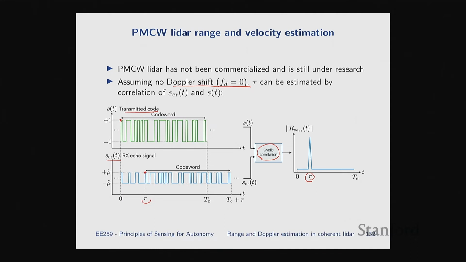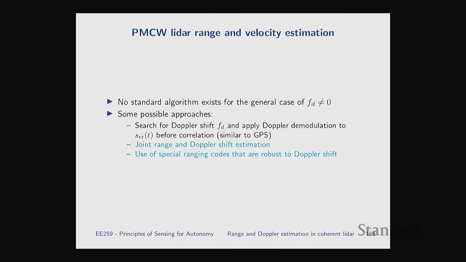But it gets complicated when you have Doppler shift, because as we know, for the case of LiDAR, Doppler shifts are pretty big and non-negligible. So you have to either cancel out the Doppler shift, or jointly estimate it with range, or do something about it. Now, in this more general case where there is Doppler shift for PMCW LiDAR, there's no standard algorithm as of today.